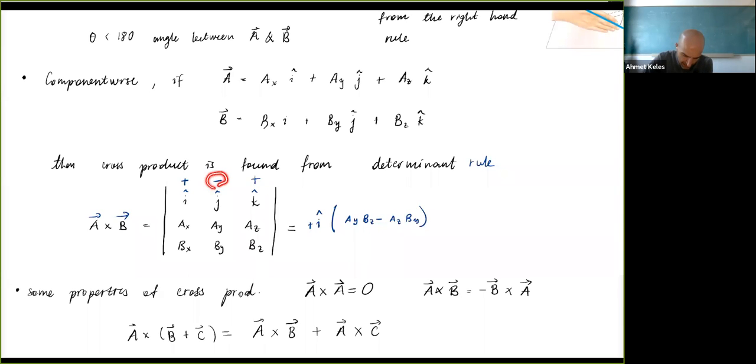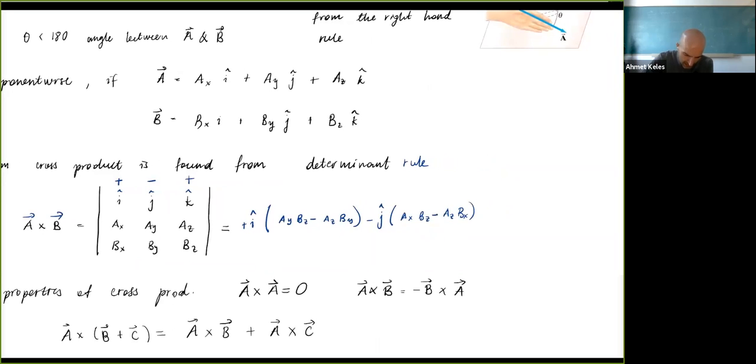Now I go to the second one. The second one comes with minus, and it is J, so I put minus J hat. I close this column and this row, and imagine combining this column with this column to get a square. Then again, this times this, minus this times this, okay? Let me write this. This is AX, BZ minus AZ, BX.